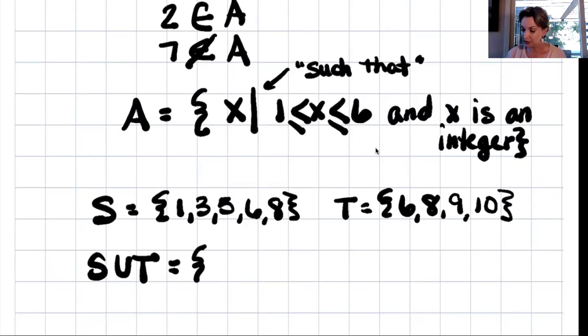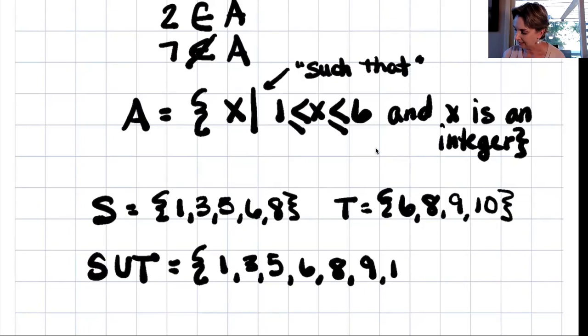That combination of both is just going to be all the elements that occur in either. If you have an element that occurs in both, you don't list it twice, just one time. So in this case, I have a 1 and a 3 and a 5, but notice the 6 occurs in both sets. I don't list the 6 twice, just one time. Same thing with 8. 8 occurs in both sets, so I don't write 8 again. I just write 8 once, then 9 and 10. And that's called a union.